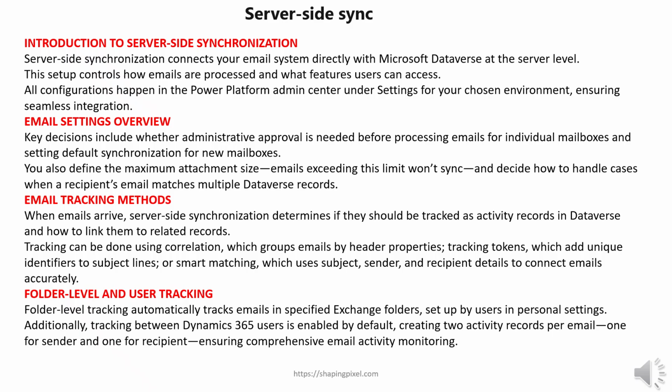Folder level and user tracking. Folder level tracking automatically tracks emails in specific Exchange folders, set up by users in personal settings. Additionally, tracking between Dynamics 365 users is enabled by default, creating 2 activity records per email, one for sender and one for recipient, ensuring comprehensive email activity monitoring.